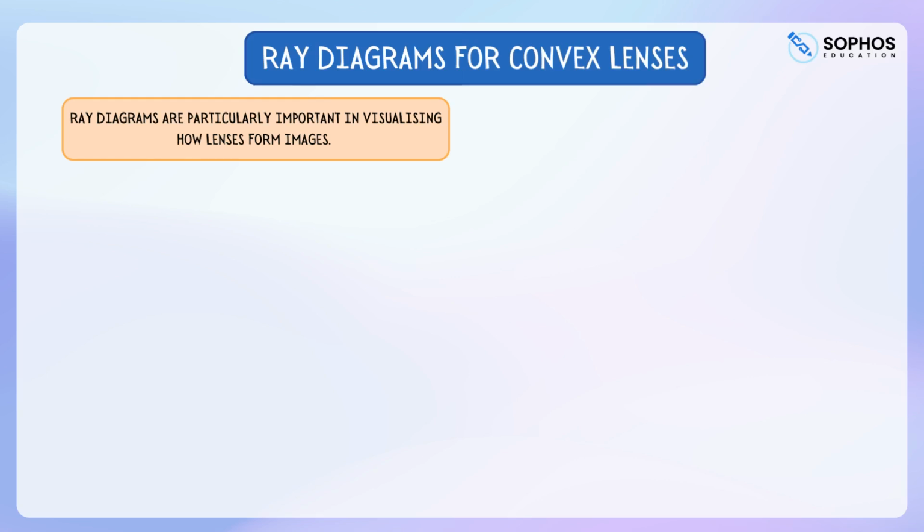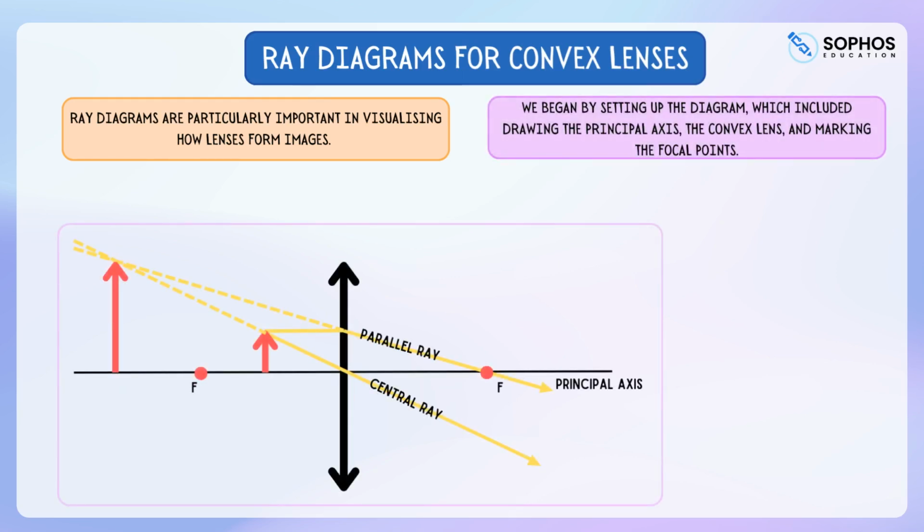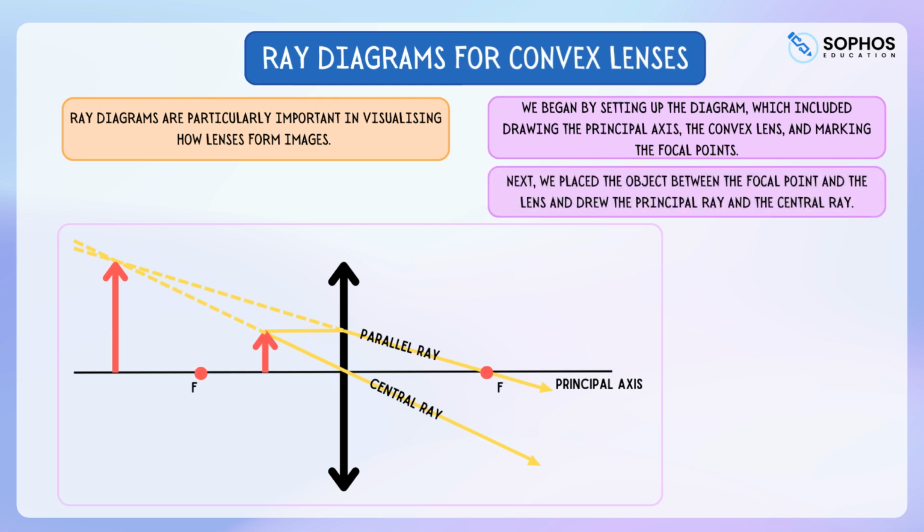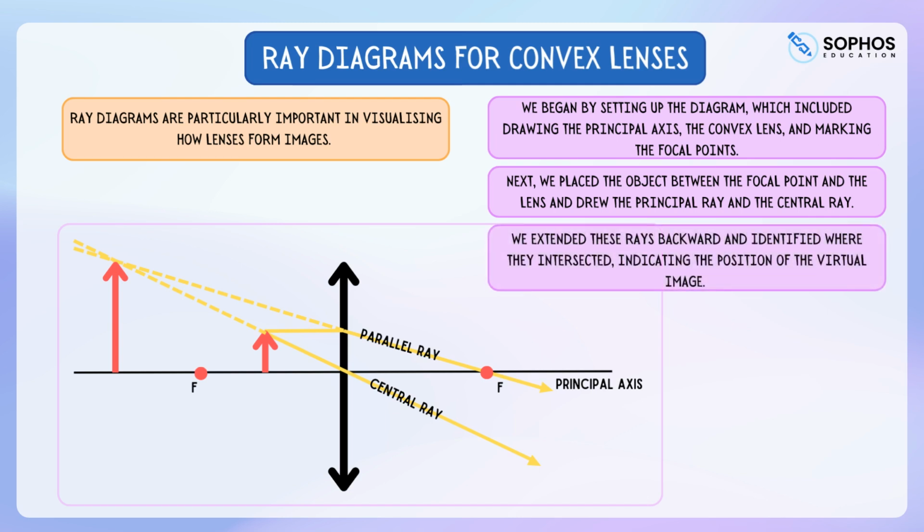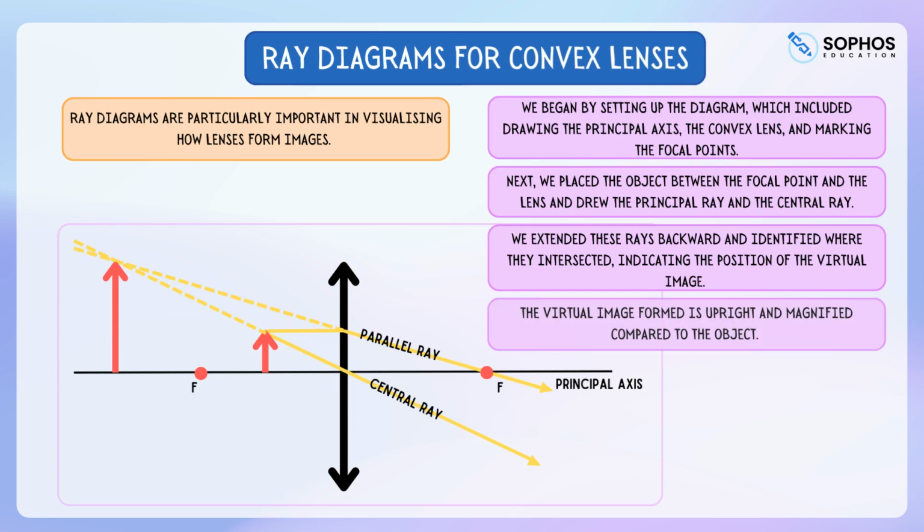In today's lesson, we focused on constructing ray diagrams to understand how virtual images are produced by convex lenses. We began by setting up the diagram, which included drawing the principal axis, the convex lens, and marking the focal points. Next, we placed the object between the focal point and the lens and drew two key rays. One parallel to the principal axis that refracts through the focal point and another passing directly through the center of the lens. By extending these rays backward as dashed lines, we identified where they appear to intersect, indicating the position of the virtual image. We concluded that the virtual image formed is upright and magnified compared to the object.